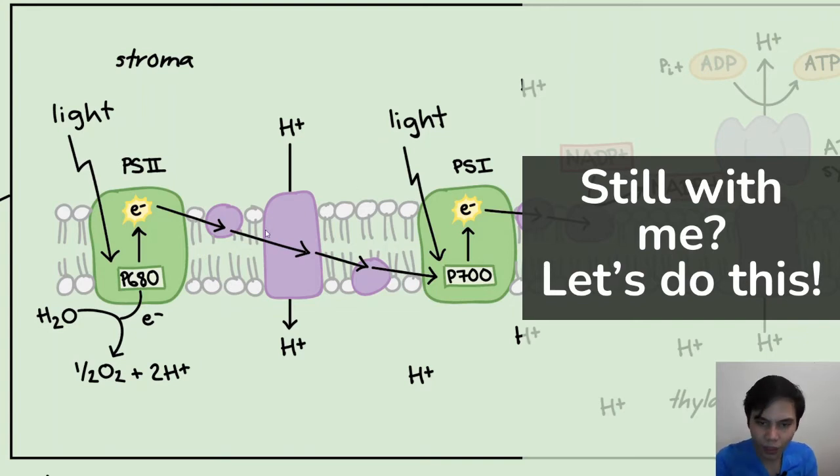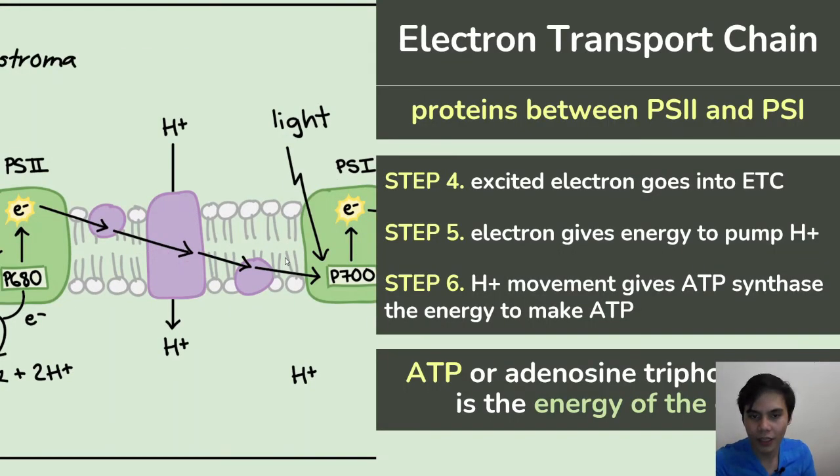Now we go to the middle part. This middle part here is called the electron transport chain of photosynthesis. These are a set of enzymes, a set of proteins between photosystem 2 and photosystem 1. So the fourth step: remember our excited electron, which is in the oven mitt here, it gets passed to the electron transport chain. This excited electron will be going into the electron transport chain, and the energy of this excited electron will be used to pump hydrogen ions into your chloroplast's inner membrane.